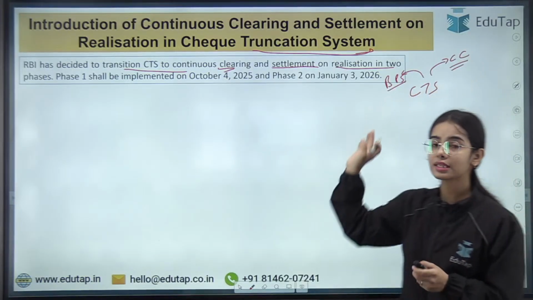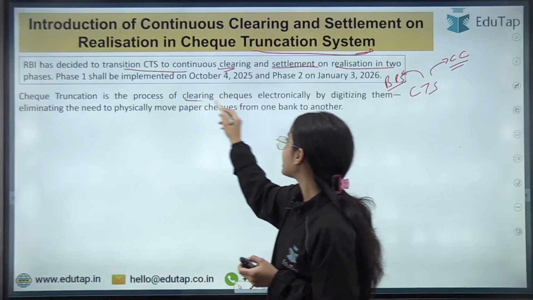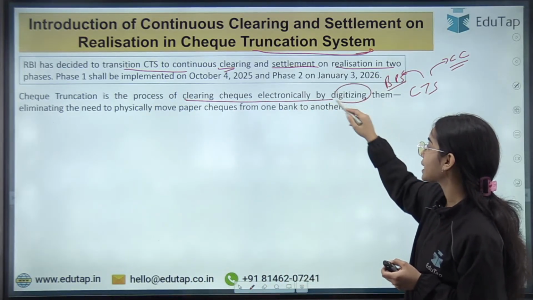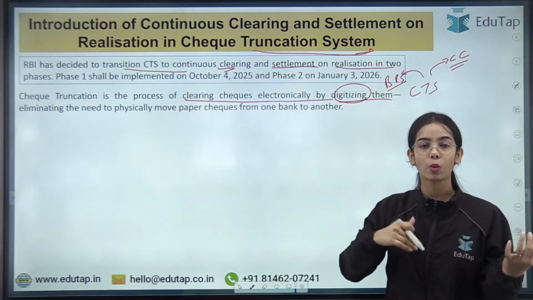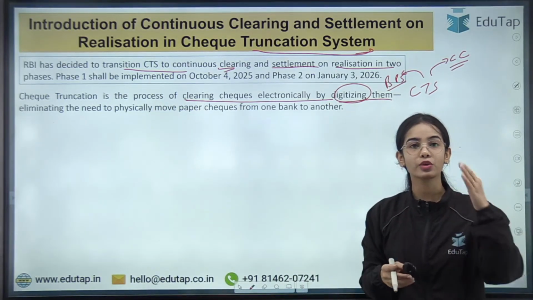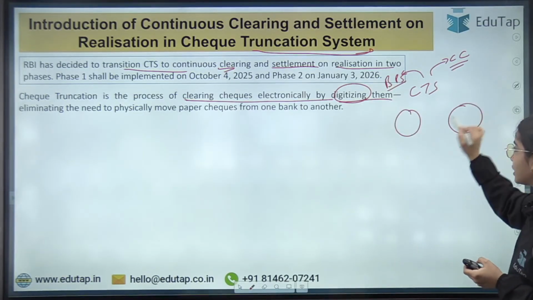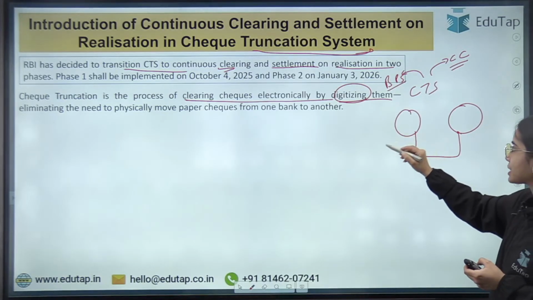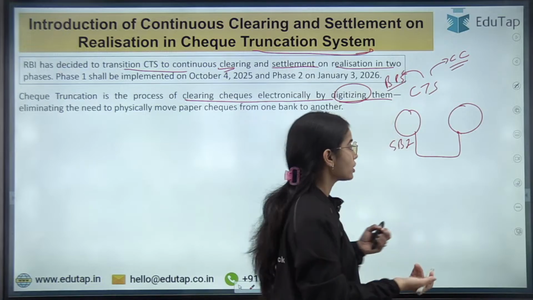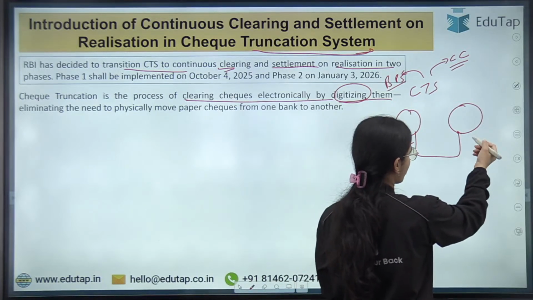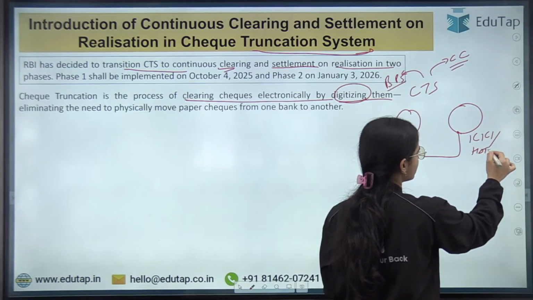Okay, so what is the check truncation system first of all? Check truncation is the process of clearing checks electronically by digitizing them, eliminating the need to physically move paper checks from one bank to another. Previously, the checks had to be transferred from one bank to another in physical form. That means, let's say you are the customer of the State Bank of India and you have got the check from the customer of the ICICI Bank or the SDFC Bank.